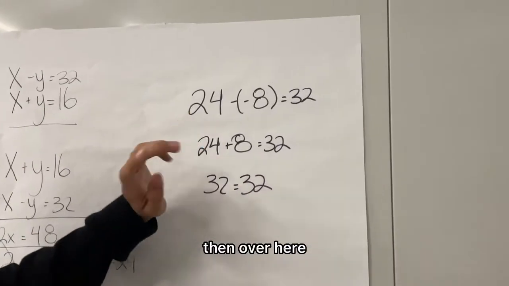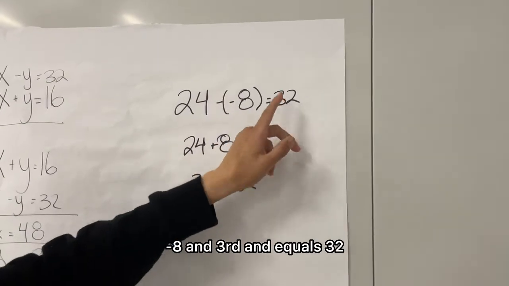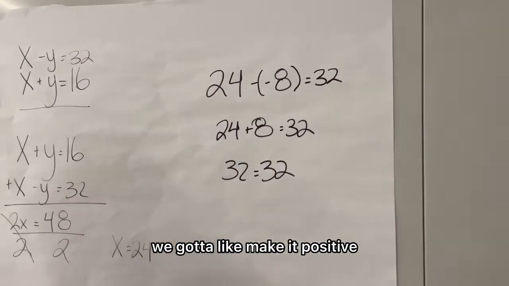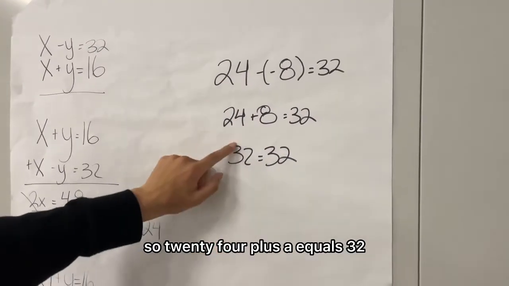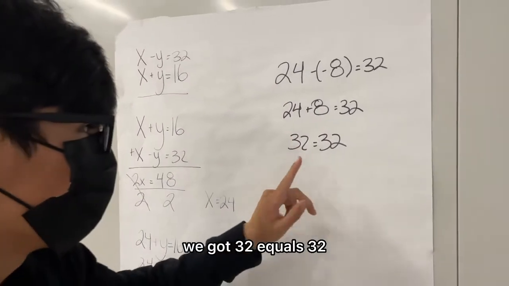Then over here, we got 24 minus parentheses negative 8, equals 32. So now on this, we gotta make it positive, so we got positive 8. So 24 plus 8 equals 32. So we add these, and we got 32 equals 32.